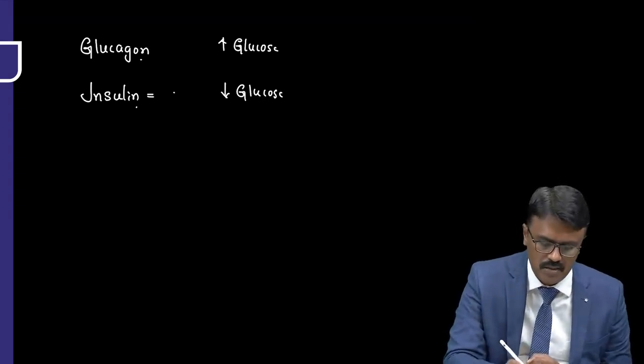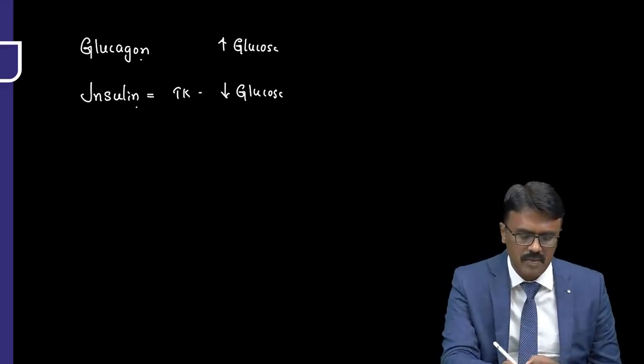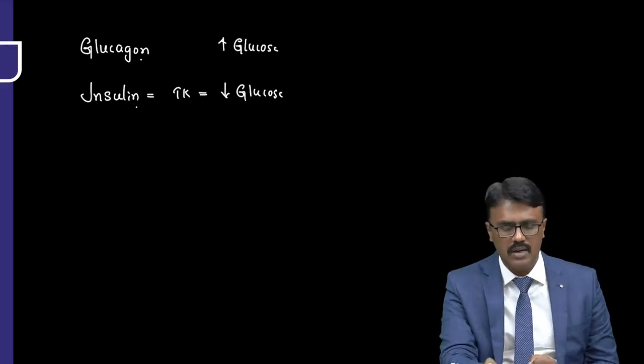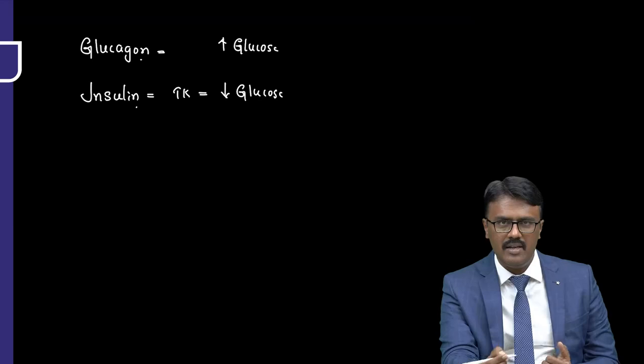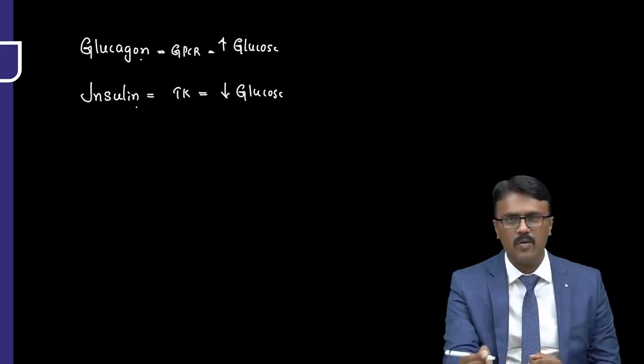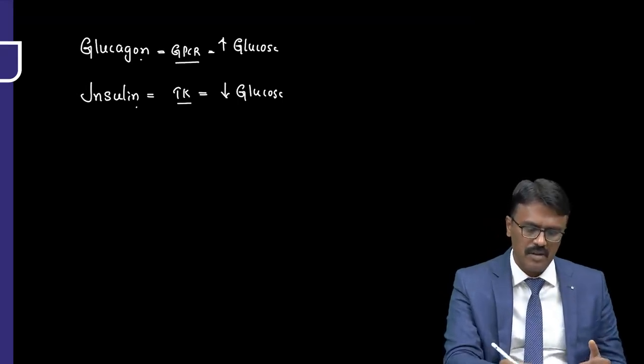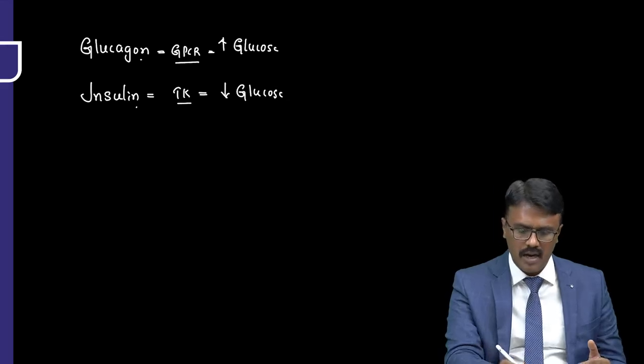Remember, just now in the previous video you would have understood, insulin acts through the tyrosine kinase receptor and decreases glucose. Glucagon, if you don't know any receptor, ion channel, tyrosine kinase, that means it should be a G protein coupled receptor and increases glucose. So what is the rule for physiological antagonism? The receptor should be different. Correct. The action should be opposite.